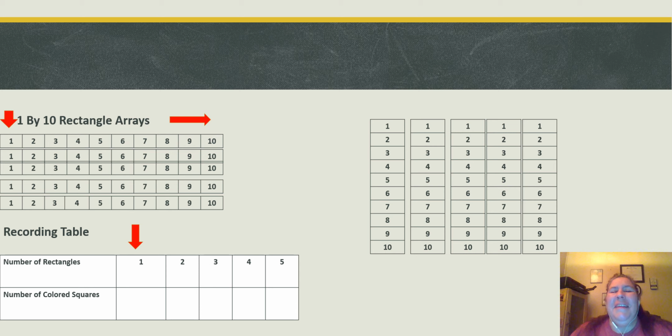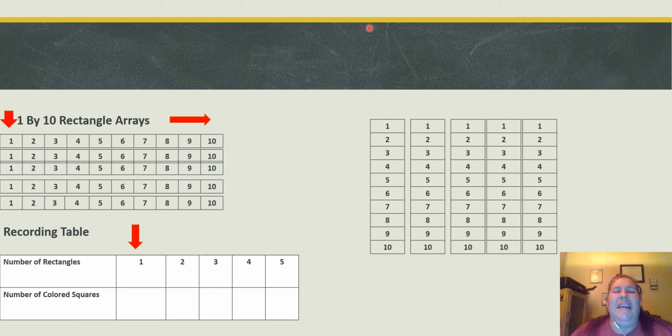I would like you now to make a group with 2 to 4 fellow mathematicians that you would like to work with today. Now that everyone has a team, I would like each team to draw a 1 by 10 array on the grid paper I passed out. Your array should look like this or like this.